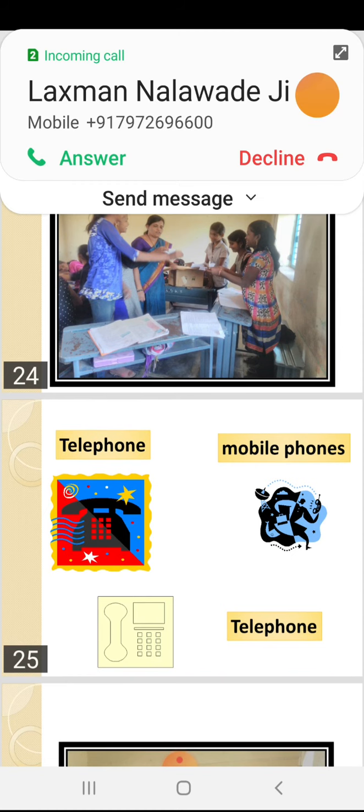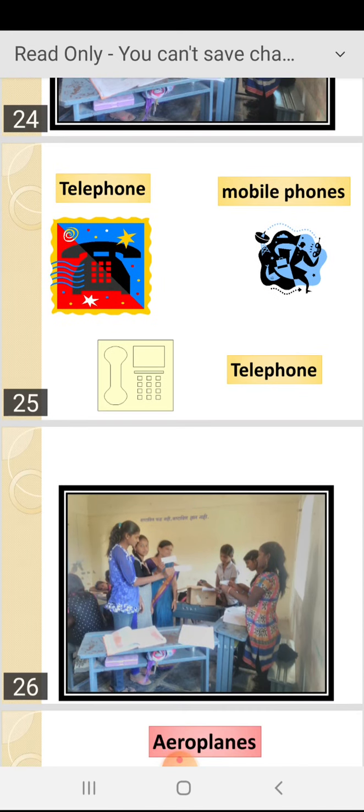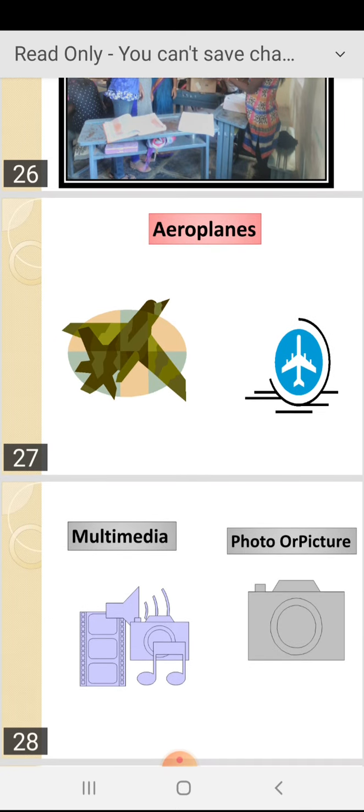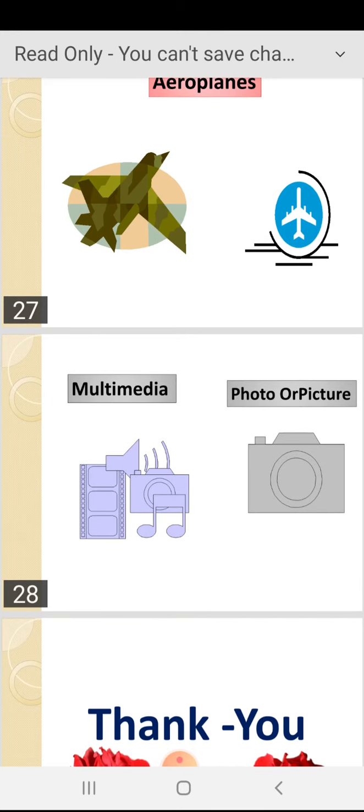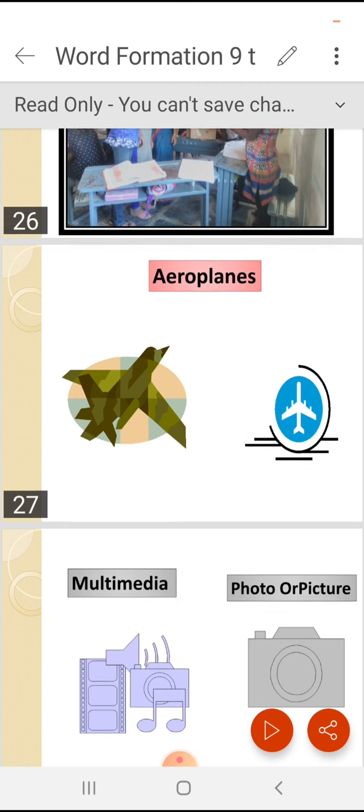Telephone and mobile. Telephone. Yes, modern and futuristic. Very nice. Mobile phone, telephone, ancient time also we can put it, ancient time. Mobile phone, modern and futuristic. Aeroplane, where do we put it? Can anyone tell me? Yes, modern and futuristic. Multimedia, photo or picture. Where do we put it? Yes, modern or futuristic.